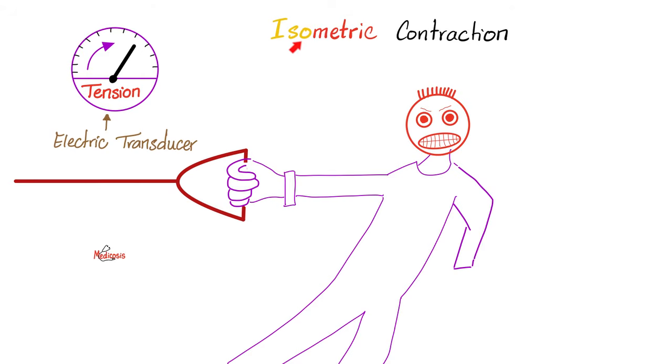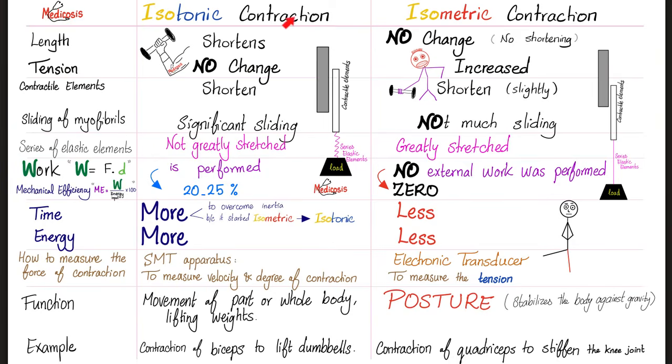Iso means the same or equal. Metric means the length, from meter. The length of the muscle did not change, i.e. isometric contraction. You know what did change? The tension went up. So in isotonic contraction, isotonic, the tone stays the same. What changes then? The length of the muscle changes. It got shorter because I was capable of pulling up the weight.